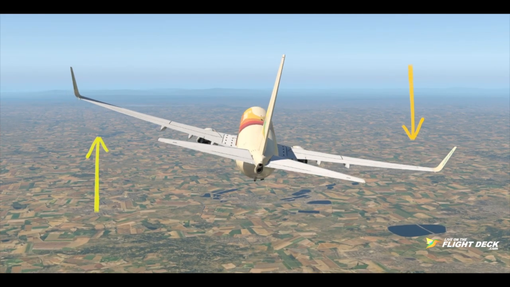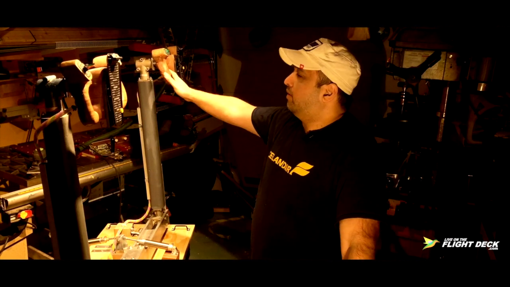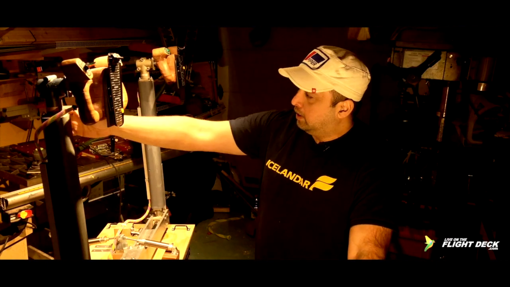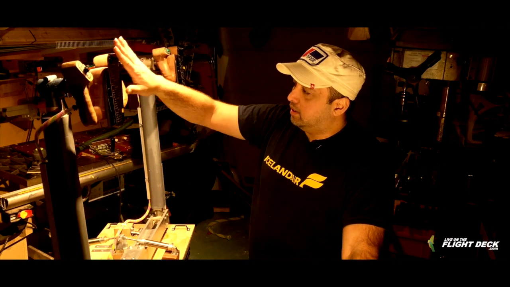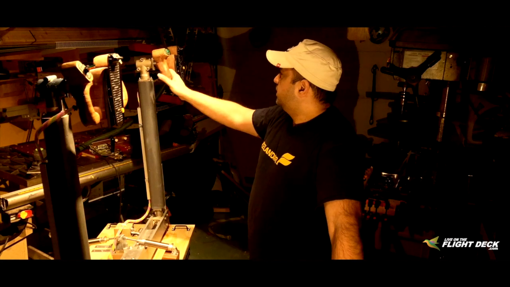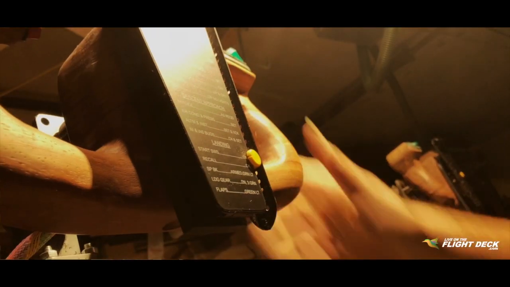So the reason why we have dual yokes is because they're connected for the captain and the first officer, or two pilots in whatever plane you're in. The information, this rotational information, has to be translated all the way down the shaft, across, and back up to this yoke, because you have to be able to control them exactly the same.